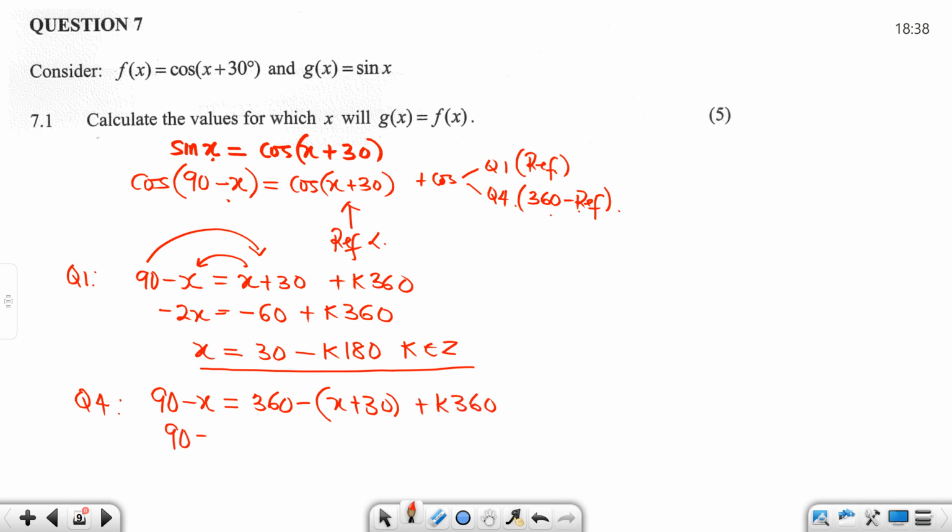What do we have? 90 minus x, let's expand. 360 minus 30 will give us 330 minus x plus k 360. Everybody good? If I bring this here, what do you get? It cancels. So we say no solution.